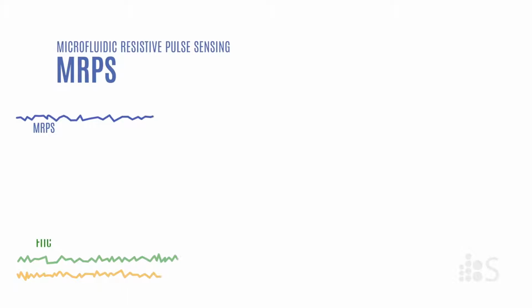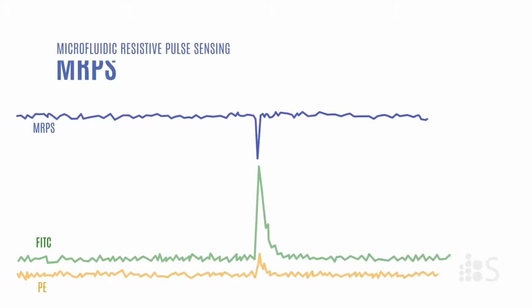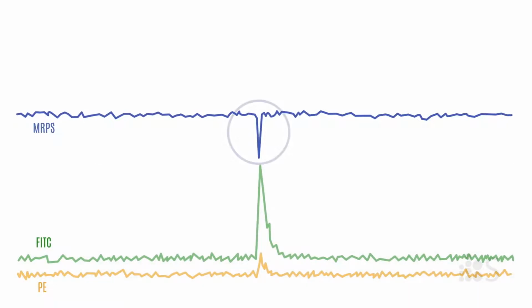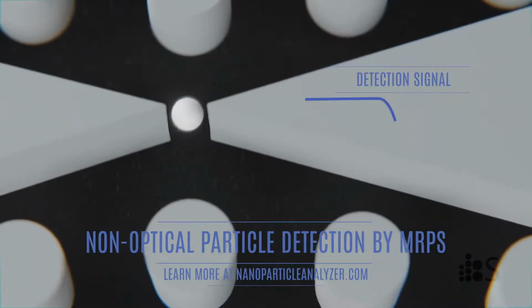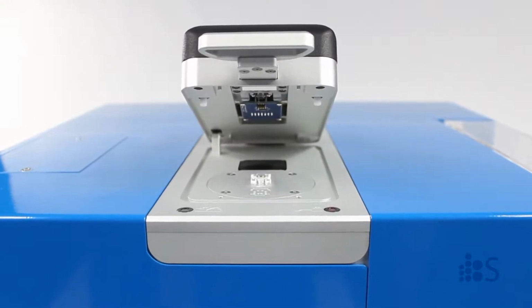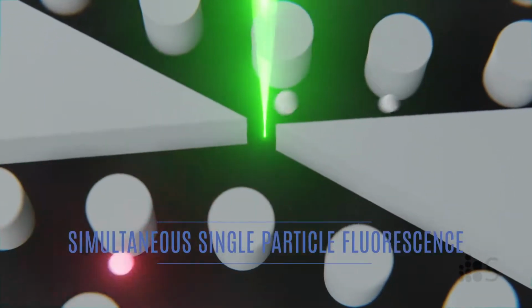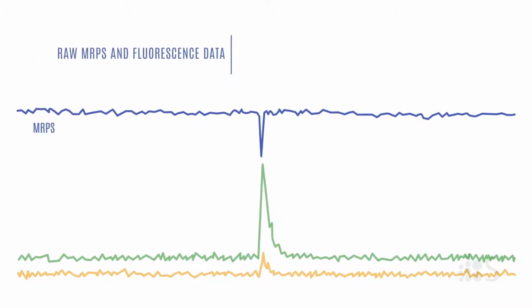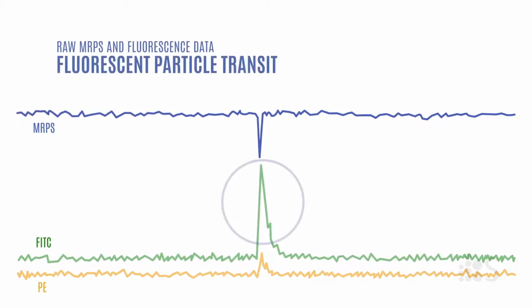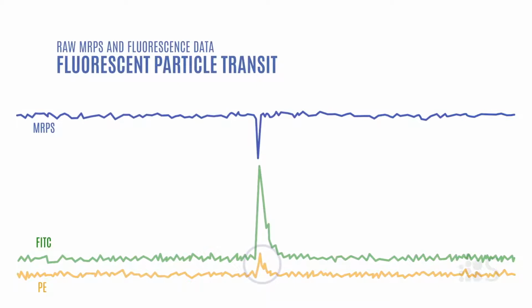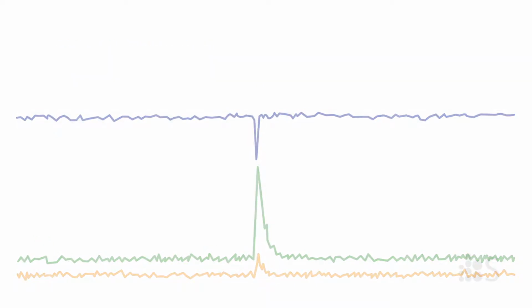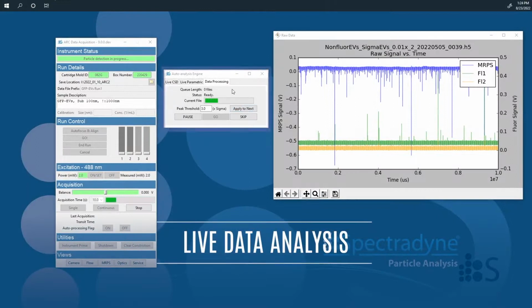Particles are detected electrically using Microfluidic Resistive Pulse Sensing, or MRPS. The MRPS measurement is shown in blue, and this downward spike is an example of a particle detection event. You can learn more about how MRPS works on our website. Now with the ARC, we're not only counting and sizing particles, we're also simultaneously measuring each individual particle's fluorescence. This particle in particular generates a large amplitude signal in the FITC detection channel and a smaller amplitude signal in the PE channel. Each acquisition is processed in real time by our auto analysis engine.